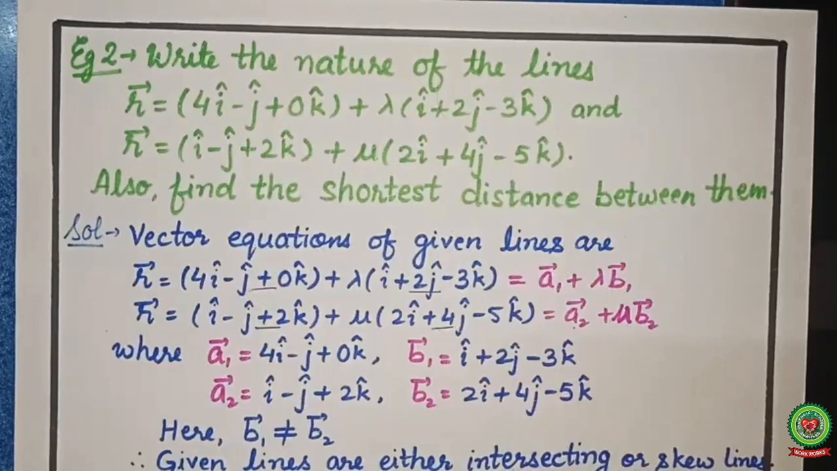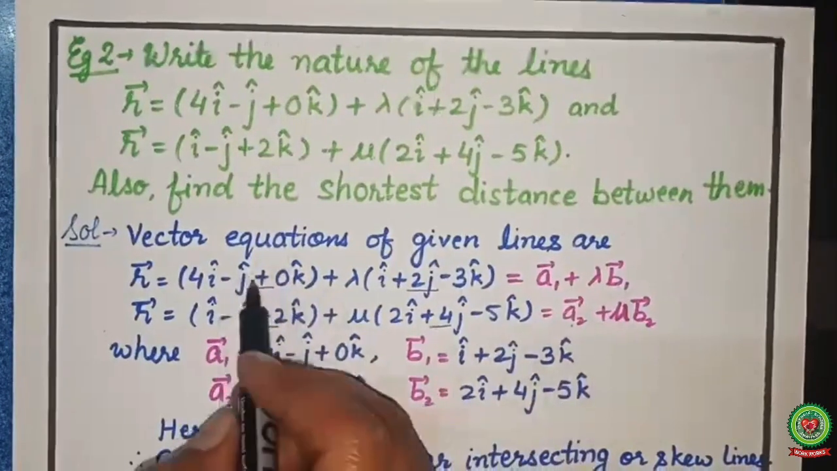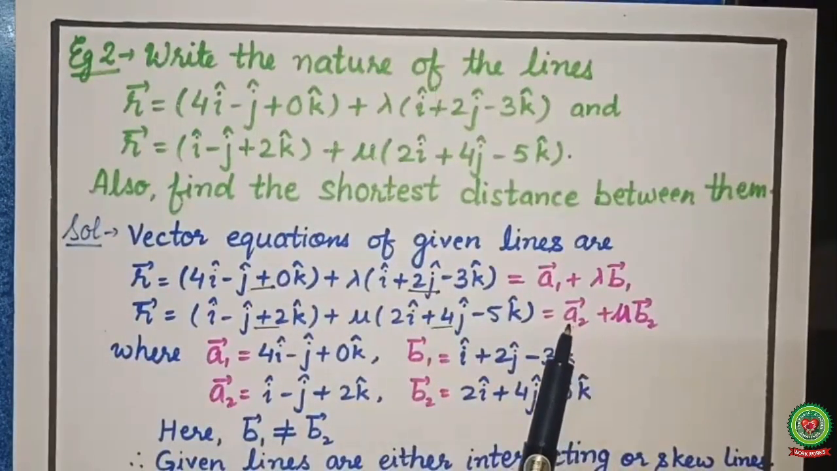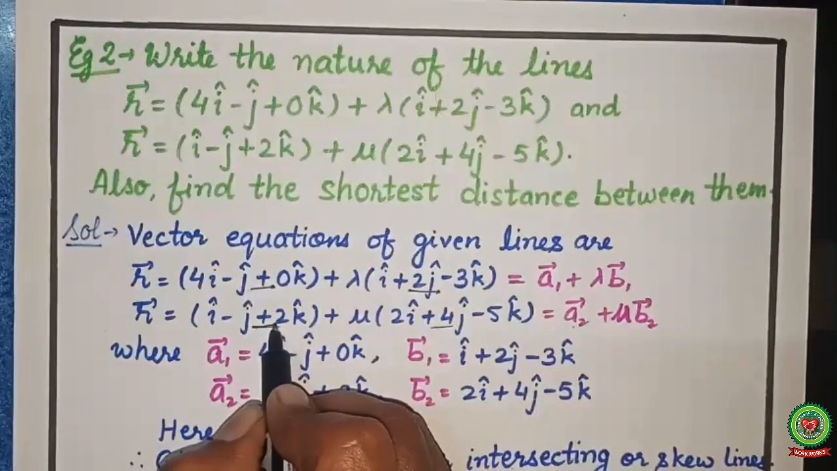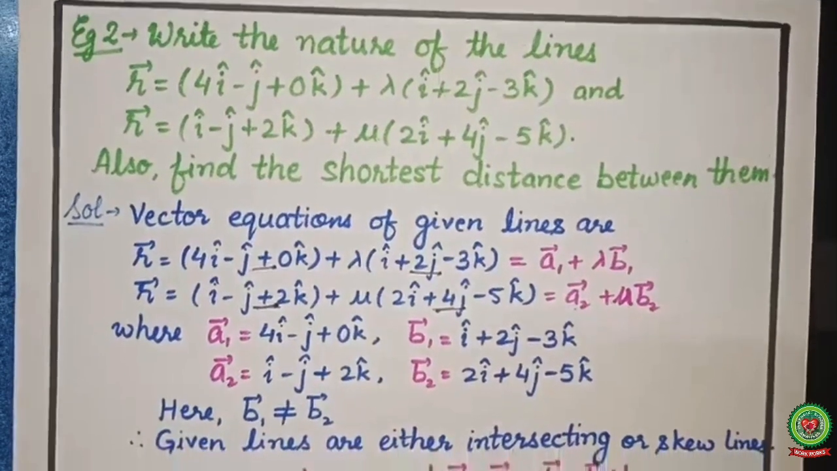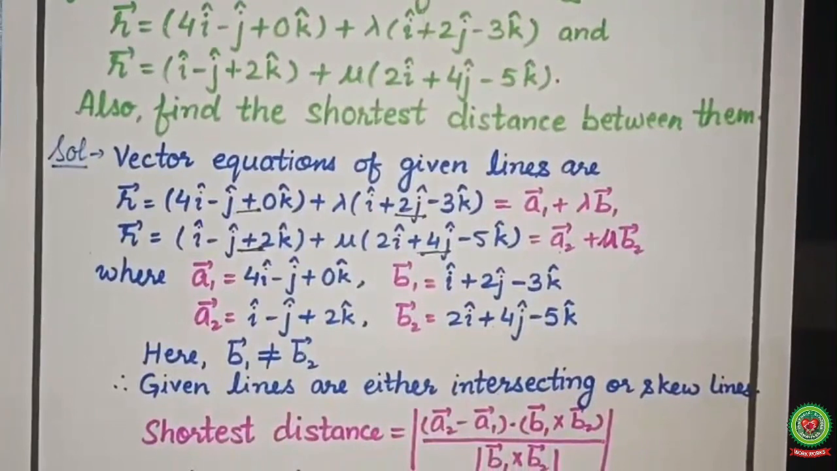Now first of all, two vector equations of lines are given. So mark the first line as a1 vector plus lambda b1. So this passes through point a1 and this is b1. Similarly for the second line, mark it a2 vector plus mu b2 vector. So this passes through point a2 vector and this is b2 vector. So I have written all the values like this. Now you can see that b1 and b2 are not equal. So when b1 is not equal to b2, therefore given lines are either intersecting or skew lines.